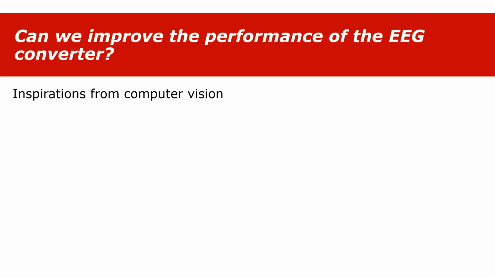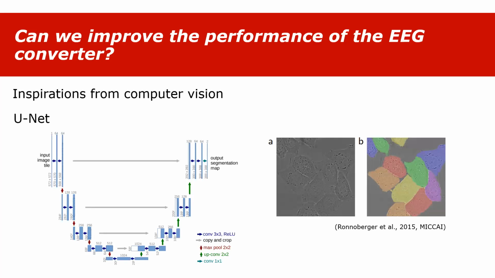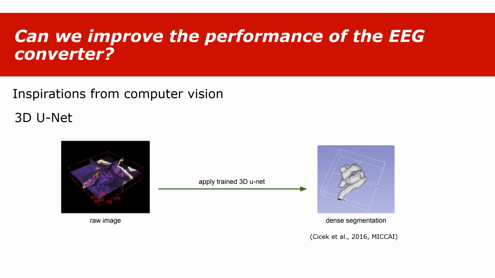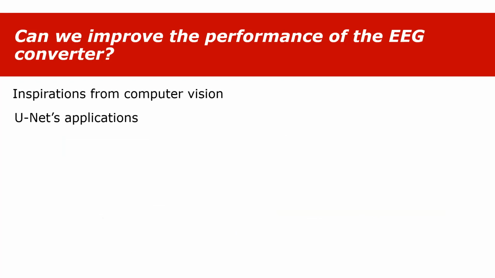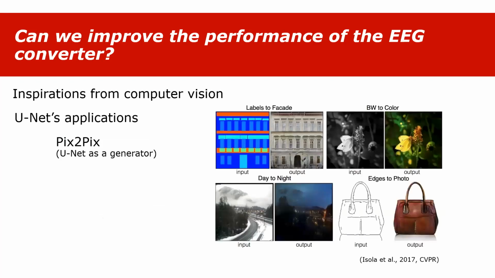We have some inspiration from computer vision. In computer vision, there's a model called UNet. It can reach very high performance in image segmentation. And there are some applications of the UNet, like the 3D UNet. You just need to input 2D images and it can generate 3D objects. Also, a very famous application of UNet is pix2pix. In this model, UNet serves as a generator and it can generate images from one style to another style. So based on this, we thought about whether we can make a model with a very similar structure, where we input the neural signal of subject A and it outputs the neural signal of subject B.